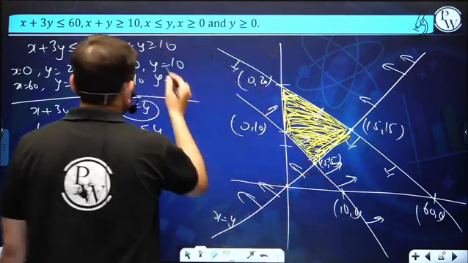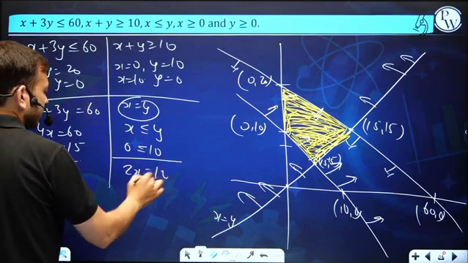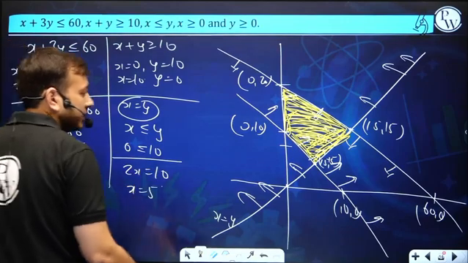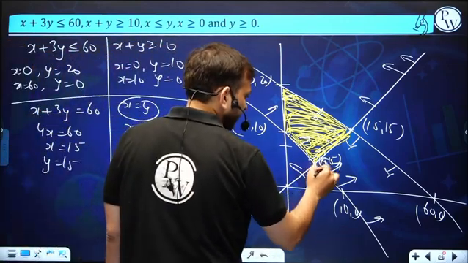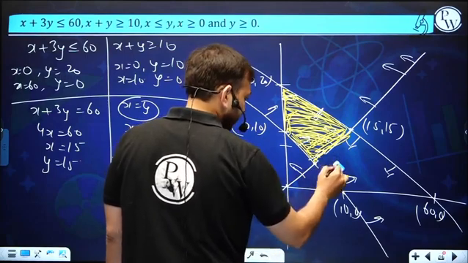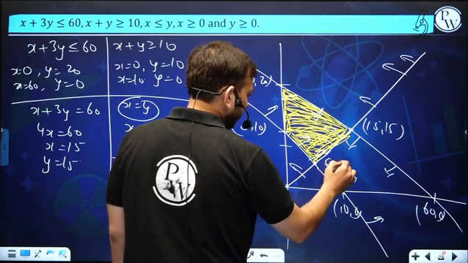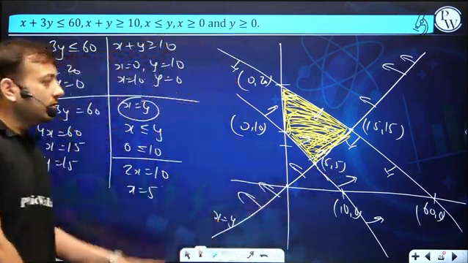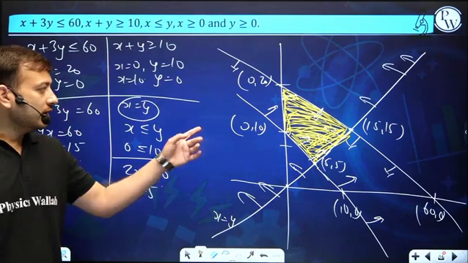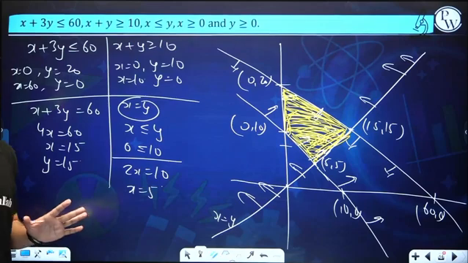Now this one is this point. So 2x equals 10, x equals 5. So this point is 5 comma 5, like this. So I got the 4 points: 0, 10; 0, 20; 5, 5; 15, 15. This is the process, sir.